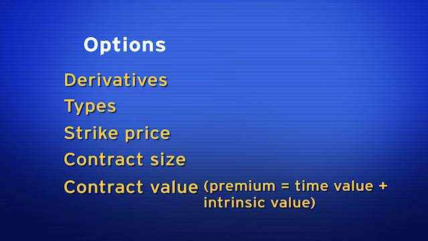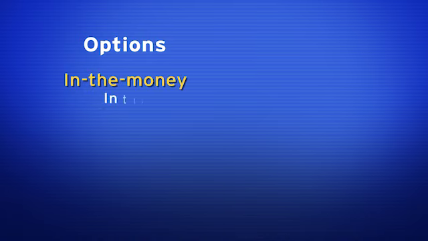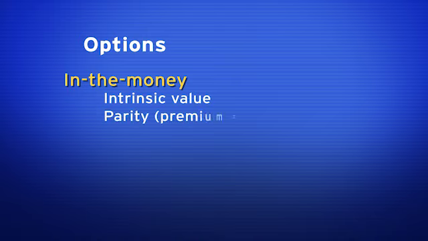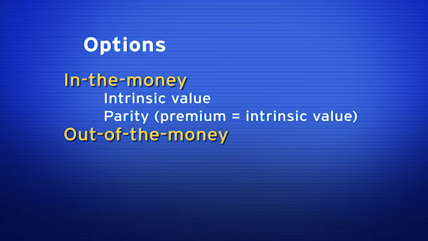Now, premium has two parts, time value and intrinsic value. What's intrinsic value? Well, if an option is in the money, it has intrinsic value. Now, if an option's premium is equal to the intrinsic value, that option is said to be at parity. Now, if an option is not in the money, it could either be out of the money or at the money. And we're going to look at all of this in detail.